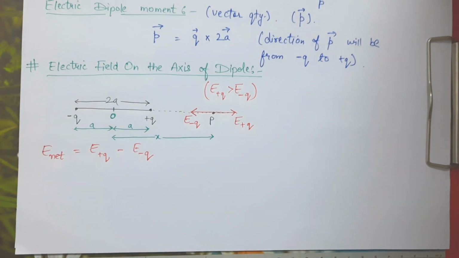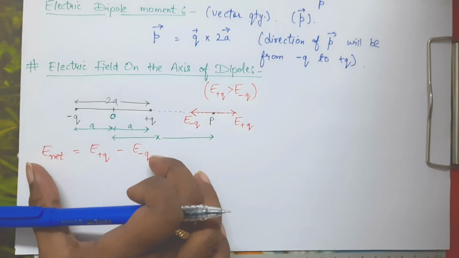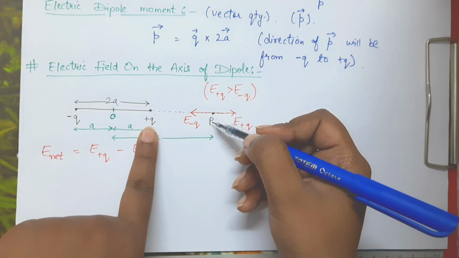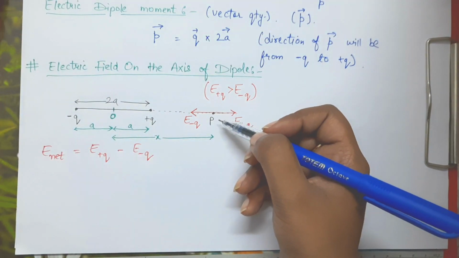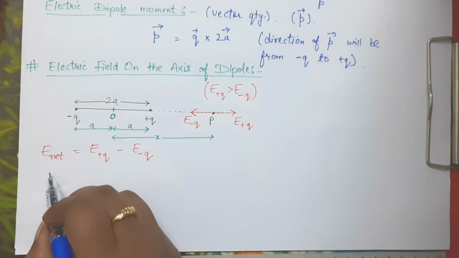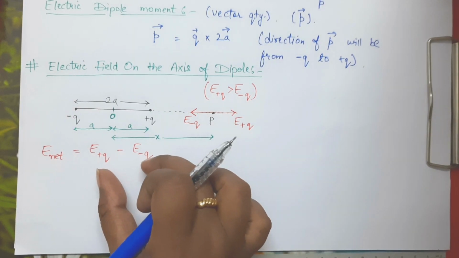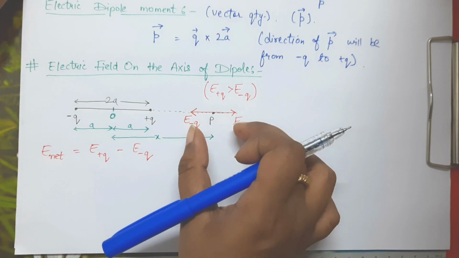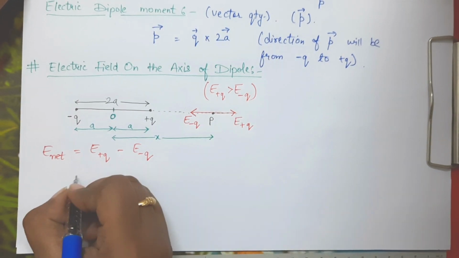Now we just have to substitute the values. I hope this part is clear, that E plus Q will be greater because this charge is closer to point P, right? So in order to get E net, we will just subtract the two fields because both the fields are in opposite directions. Now we just have to substitute the values of E plus Q and E minus Q.